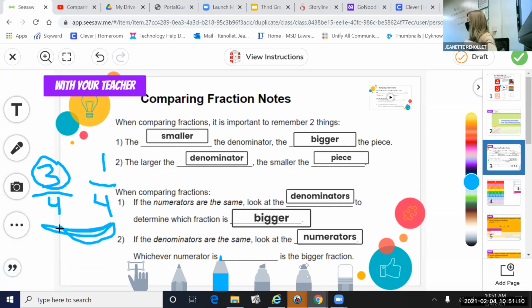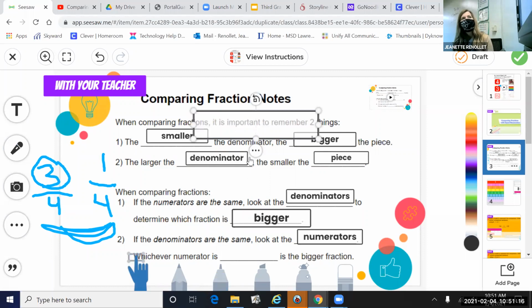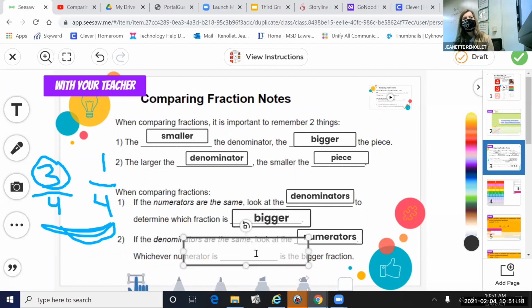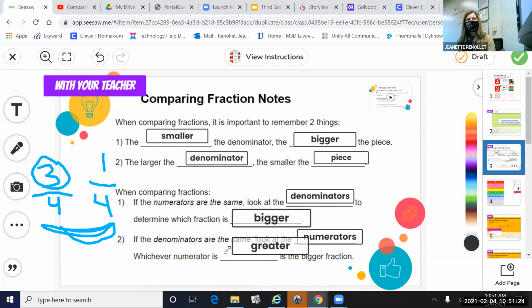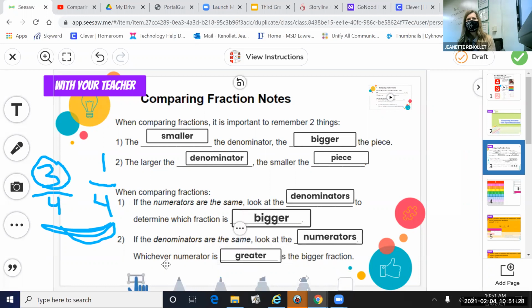We've been doing that. Today we're going to practice what if the numerators are the same. Whichever numerator is, I'm going to say greater, is the bigger fraction. Whichever numerator is greater is the bigger fraction.